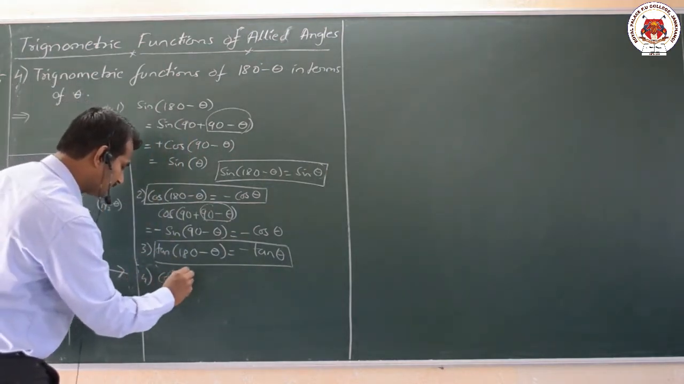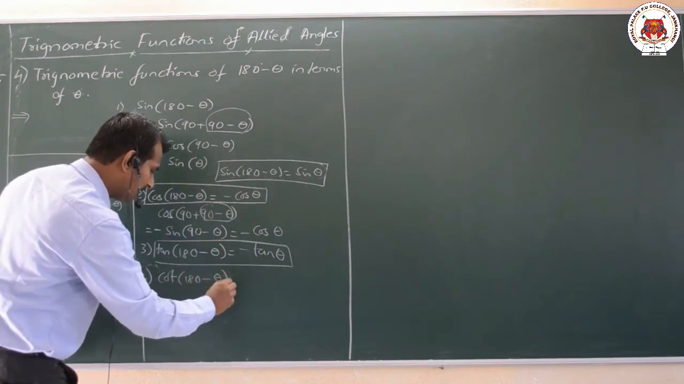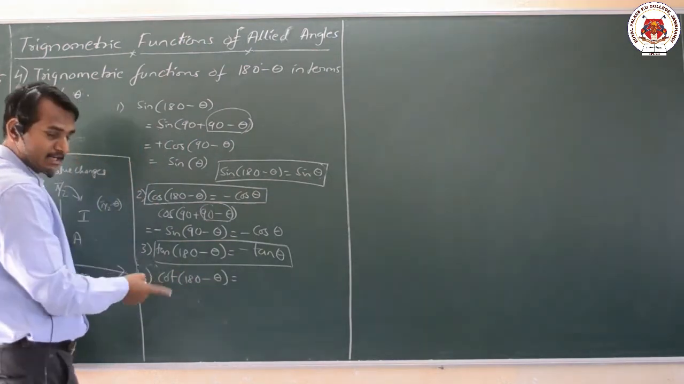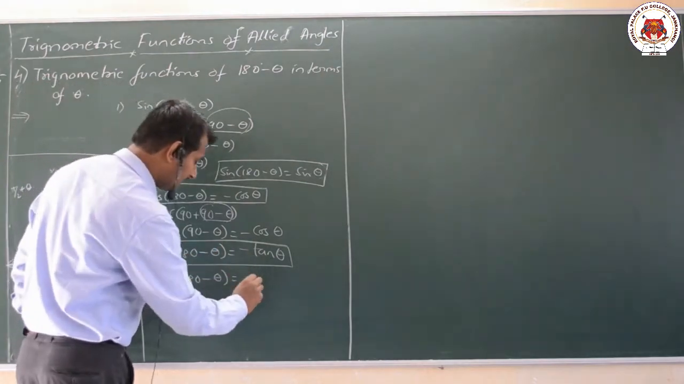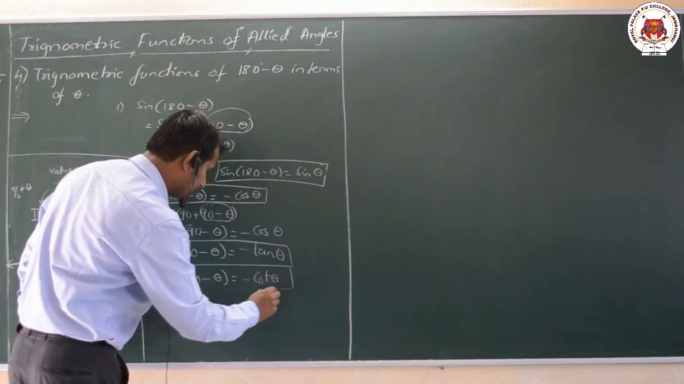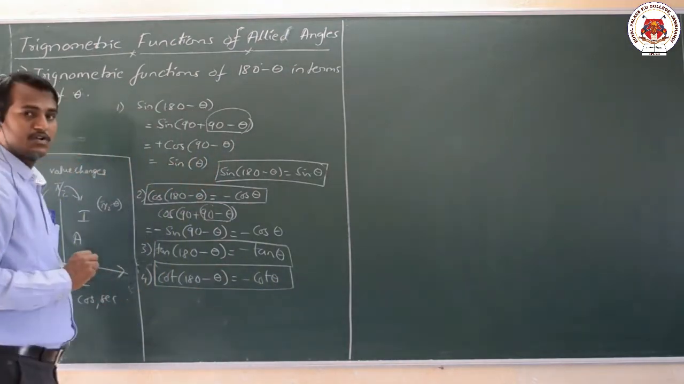The fourth one is cot of 180 minus theta. How do you do cot? It is 1 by tan, 1 divided by tan of 180 minus theta. 1 by tan means cot, with the minus sign as it is, so we get cot theta here.